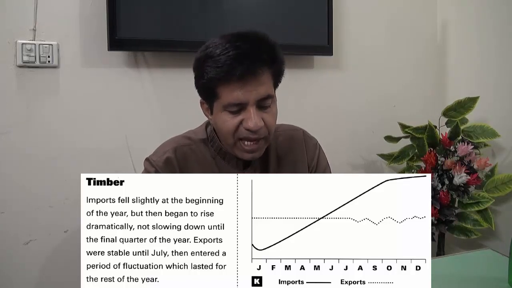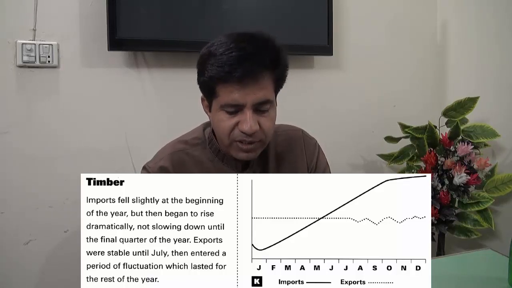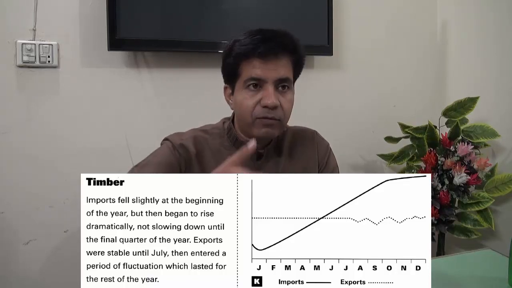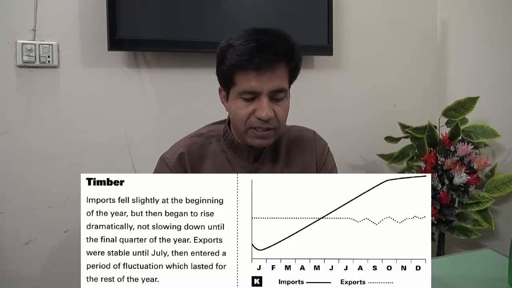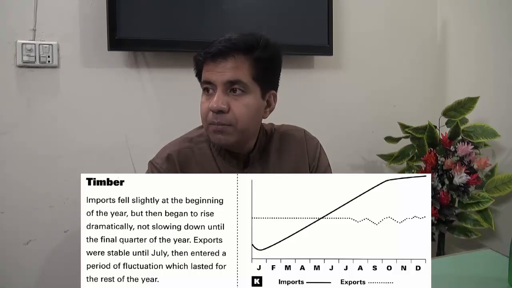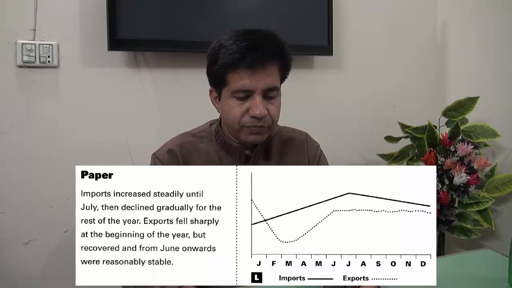That's right. Exports were stable until July, comma, then entered. Why comma? Because then comes the next part of the sentence. Then entered a period of fluctuation which lasted for the rest of the year.